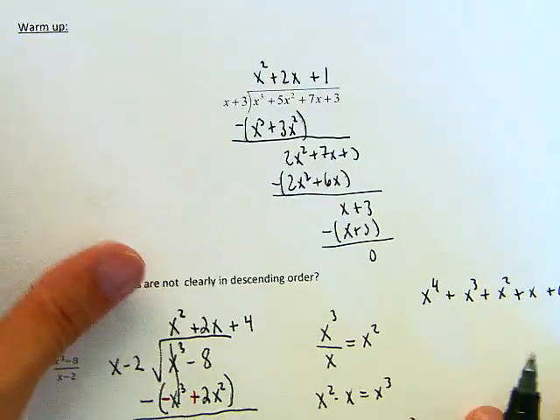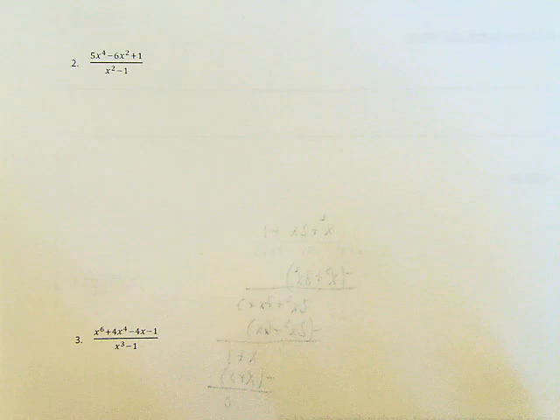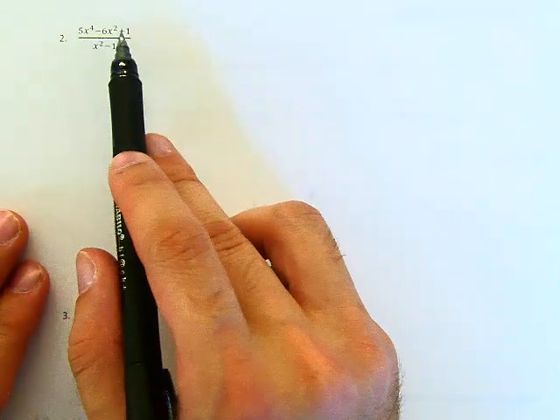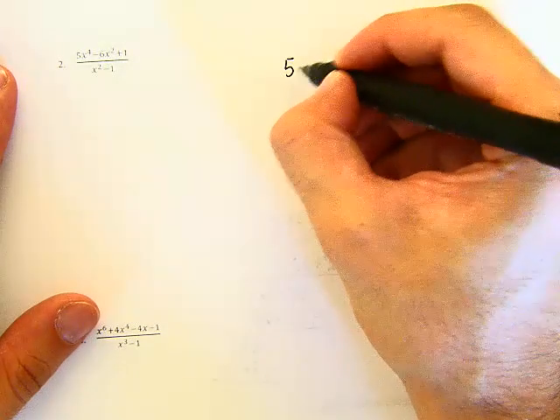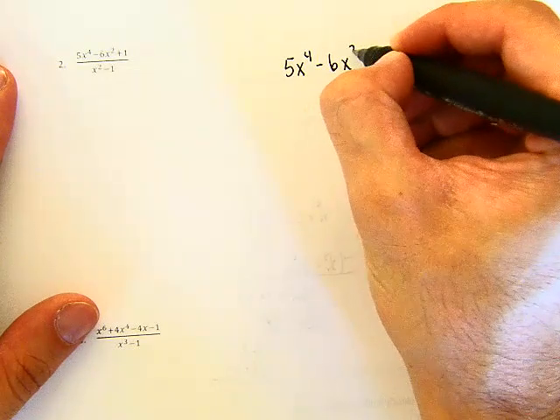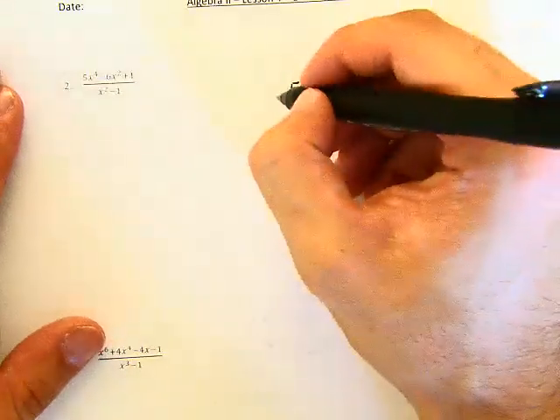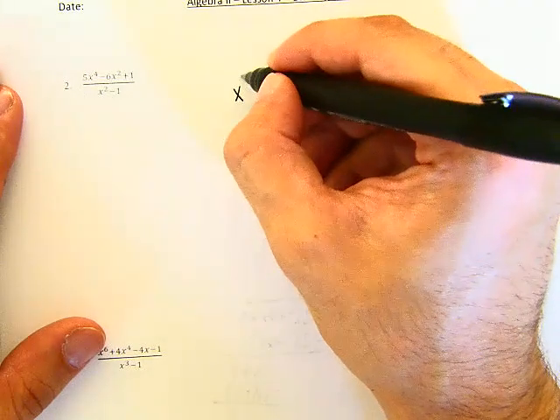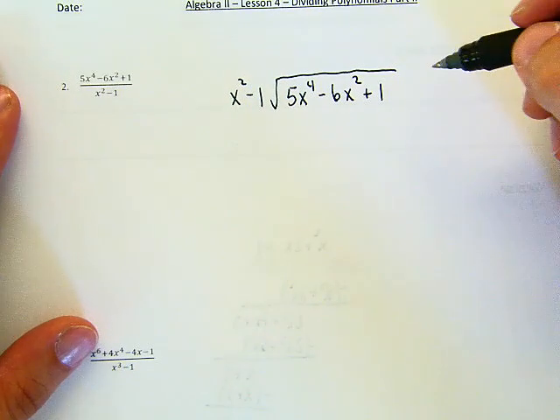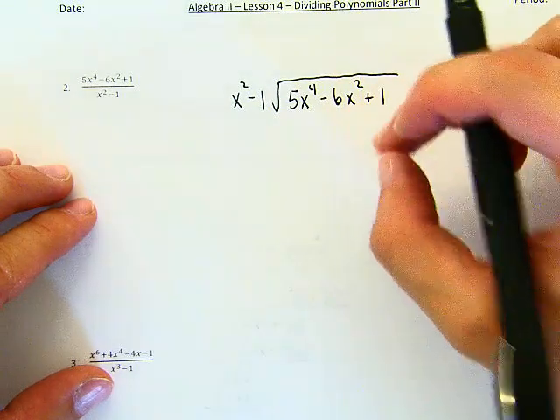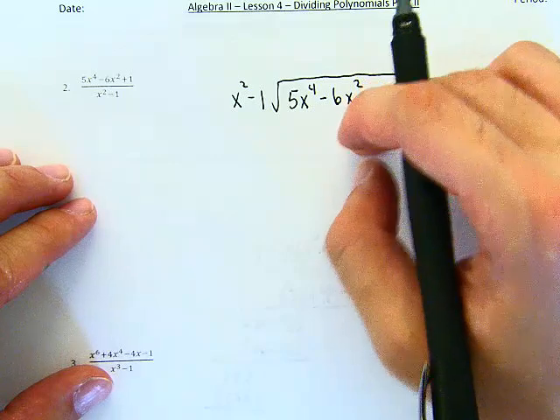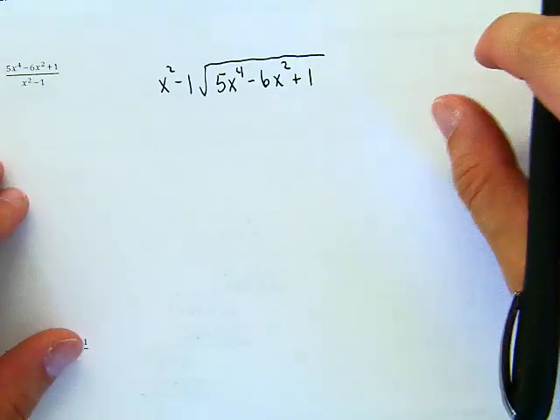Okay? So that's what I want you to do for the next couple of problems, is try and do this one over here, and notice that we don't have something like this for the next few problems. So let's take a look at this one. If I have 5x to the 4th minus 6x squared plus 1, and I'm going to divide that by x squared minus 1. Okay, what I want you to do is try your best to do this by yourself. Pause the video and don't depend on me to show you everything. Try by yourself, and if you want to check your answer, then you check with me, and that's okay.